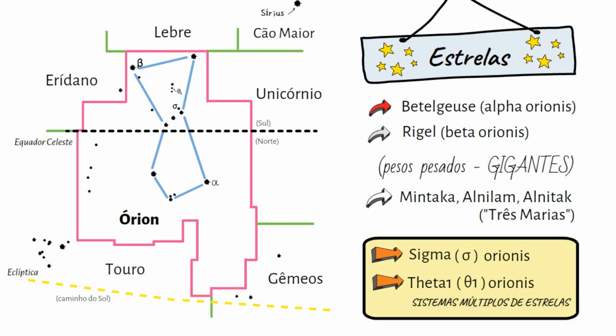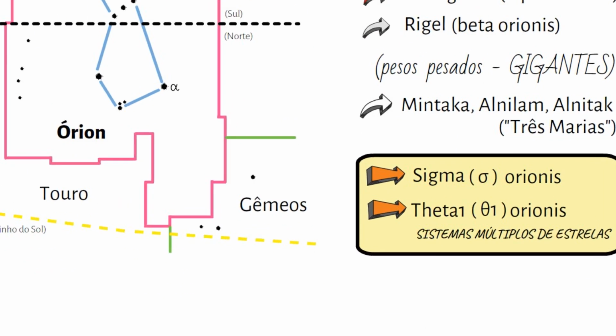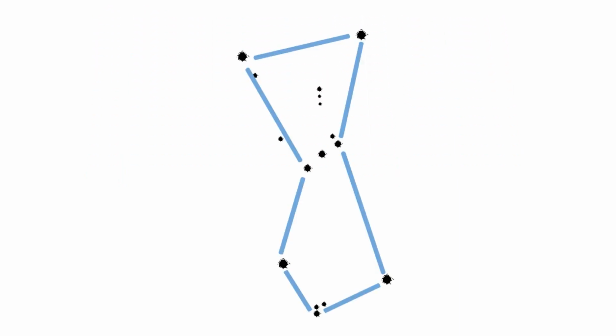So, I'll start by talking about Theta 1 of Orion, since it is part of the famous Orion Nebula. Just by looking with the naked eye, even in the middle of the city, you can see that the middle star of the dagger looks a bit strange. Looking more closely, we see that each of those little stars consists of 2 nearby stars.